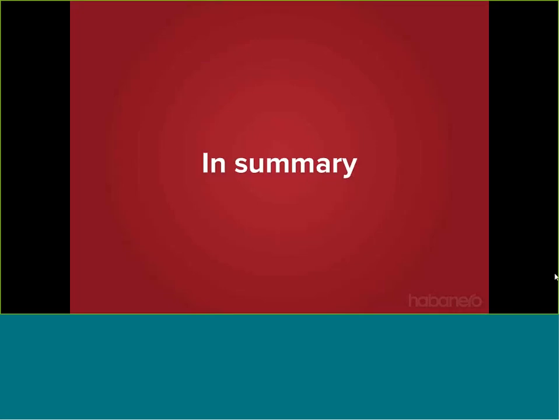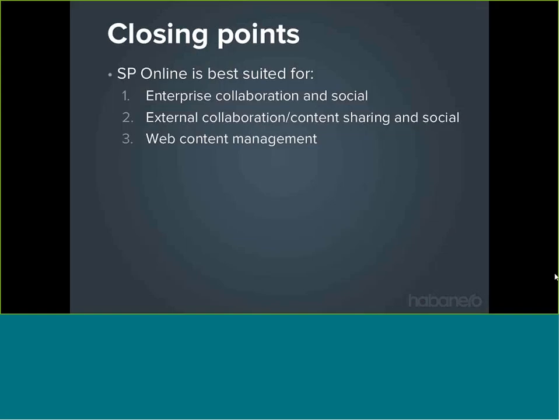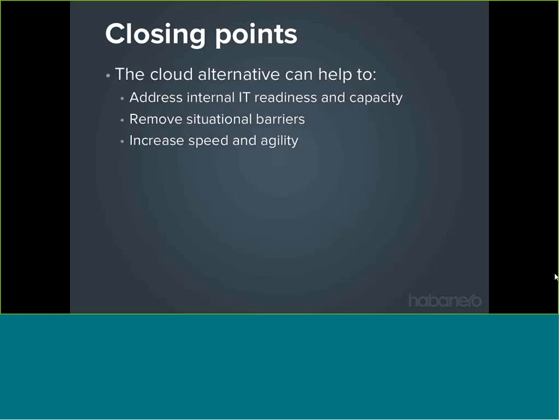So just to wrap up in summary, and we will have some time for questions, and we have some technical folks in the room for that. But just to wrap up the content that I've covered so far, and some closing points to leave you with. SharePoint Online is best suited for these three areas: enterprise collaboration and social, external collaboration, content sharing and social, and web content management. And for this, we stress for light to medium scale employee portals. Those are the areas which we think are the sweet spot for SharePoint Online as it stands right now.